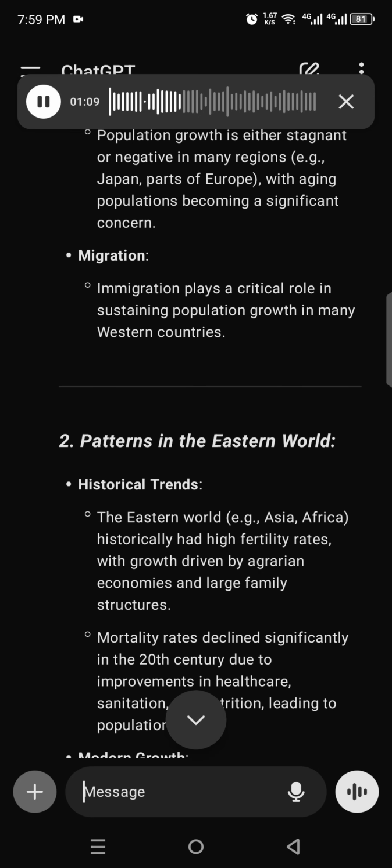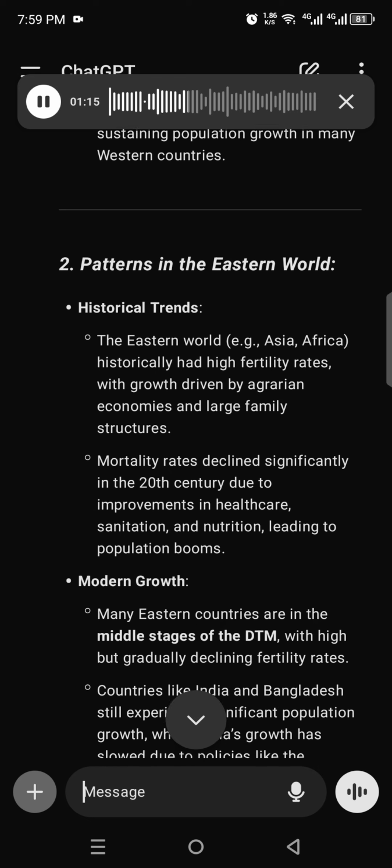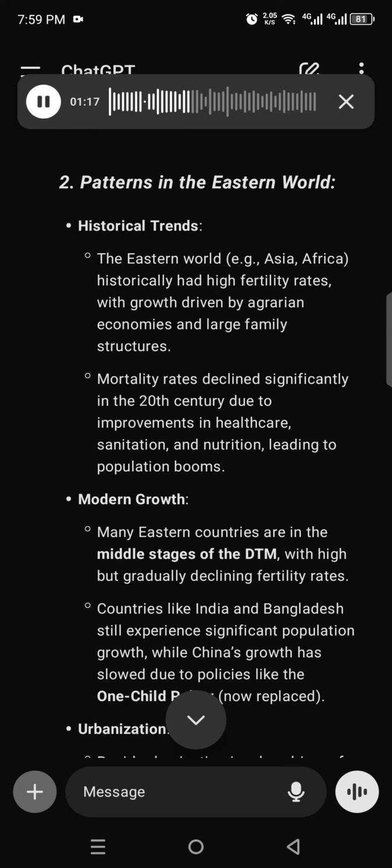Item number 2, patterns in the Eastern world. Historical trends. The Eastern world, e.g., Asia, Africa, historically had high fertility rates, with growth driven by agrarian economies and large family structures. Mortality rates declined significantly in the 20th century due to improvements in healthcare, sanitation, and nutrition, leading to population booms.